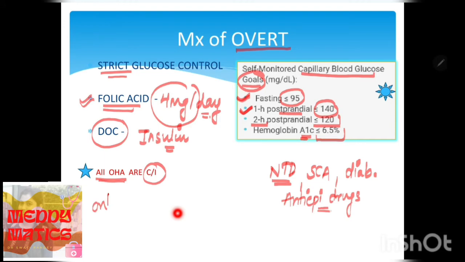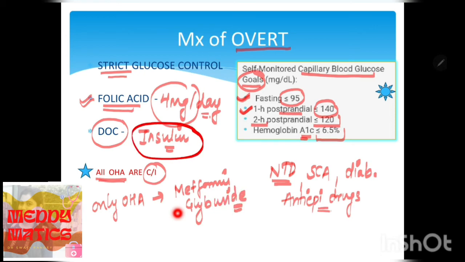But the only hypoglycemic agents which can be given are metformin and glyburide. But the most preferred drug is insulin. But in cases where the female does not want insulin, we can provide her metformin, or there are some situations where insulin cannot be given, then metformin and glyburide can be used. But between both of them, glyburide is preferred over metformin.